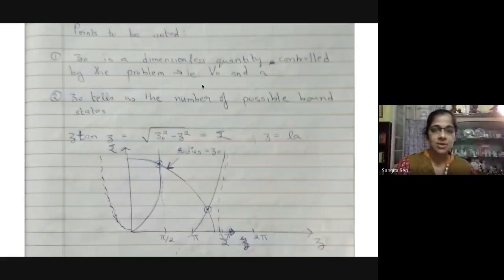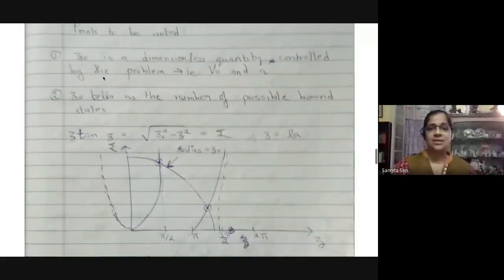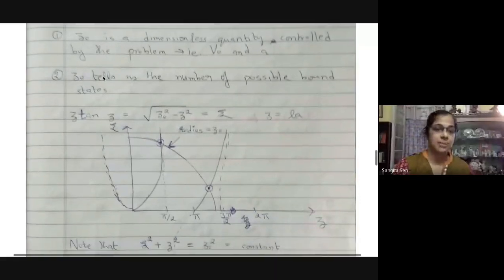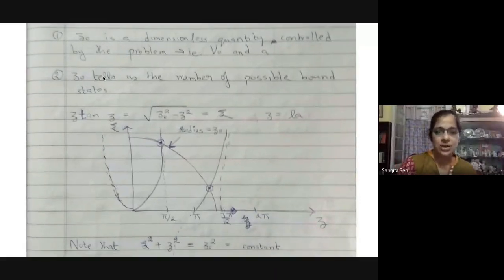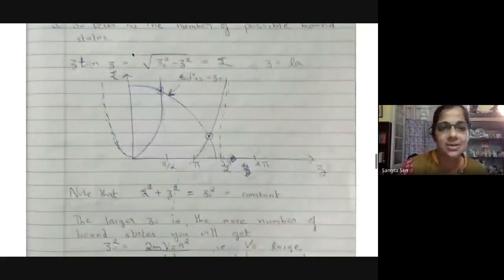the problem. So Z0 is large when V0 is large and or when A is large. So it is something that tells me about the system. Then, Z0 also tells me the number of possible bound states. Now, how can we say that? So let's look at this equation.